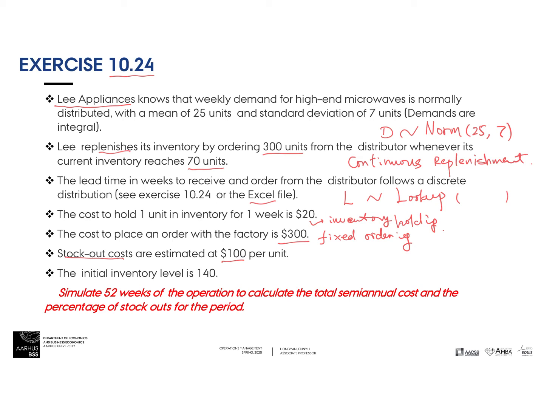And the initial inventory level is 140, so that means I0 equals 140. And then now we ask you to simulate 52 weeks. So we want to simulate 52 weeks of the operation to calculate the total semi-annual cost. So we're interested in the semi-annual cost and the percentage of stock outs for the period.